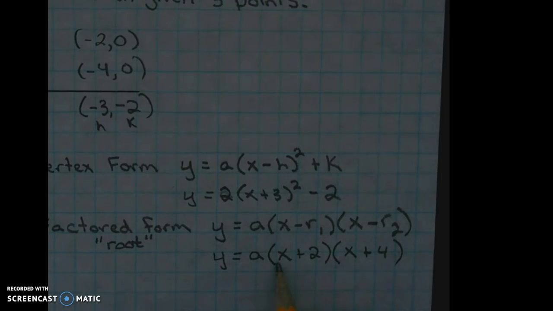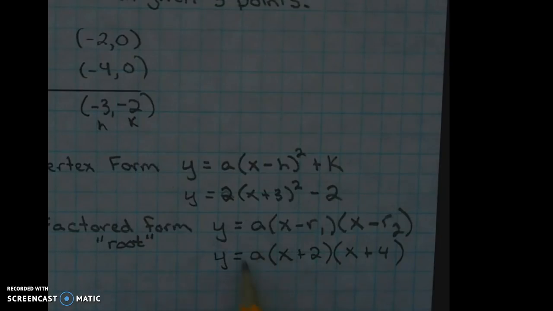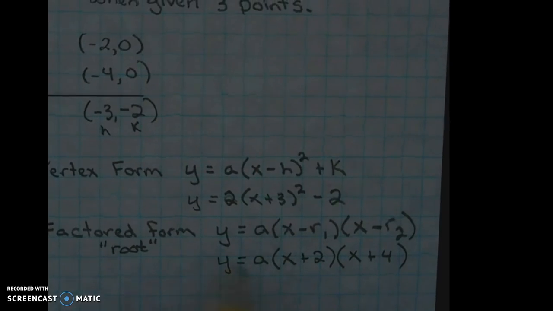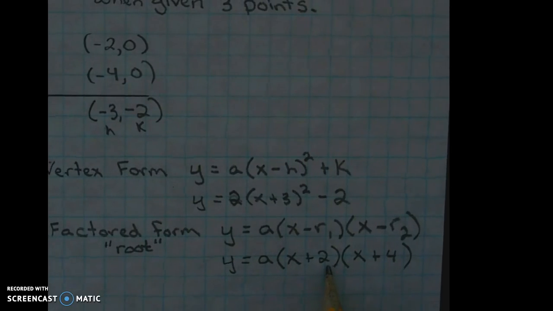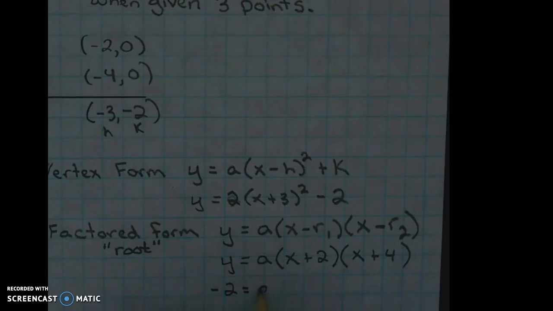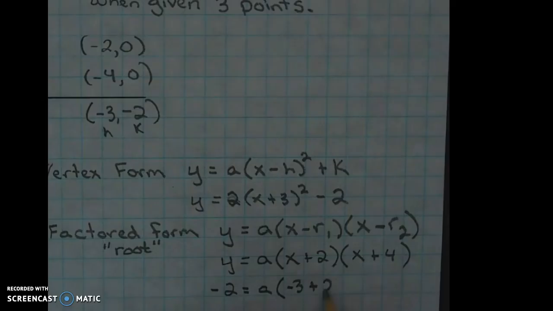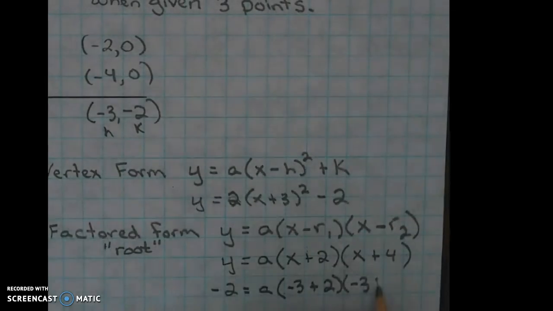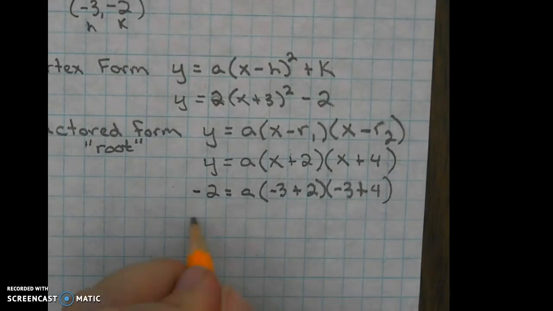So next we just need the a value. So again, let's go ahead and do the math, and let's pretend we don't know what the a value is. Since we plugged these 2 points into our form, we want to use a different point to find a. So I'm going to go ahead and use (-3, -2). So -2 will go in for y, and then -3 will go in everywhere I see an x. And then we just solve for a.